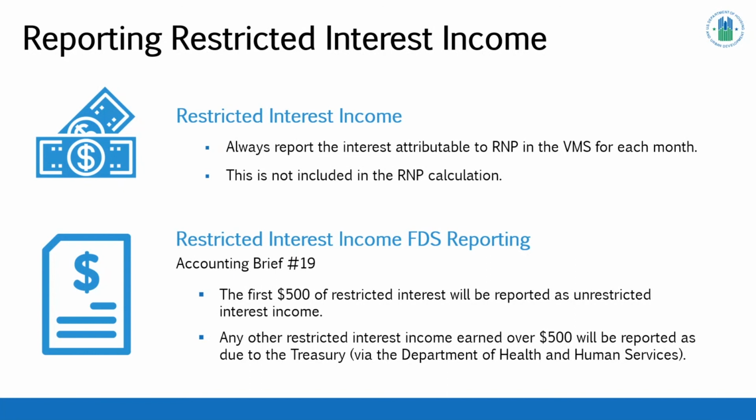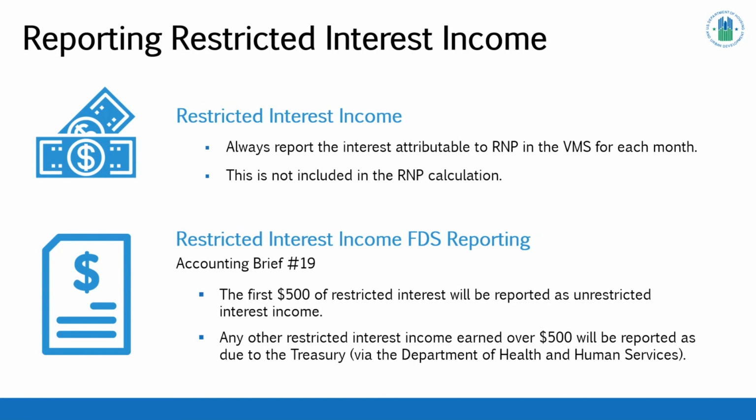Reporting restricted interest income gets a little tricky. We always report the amount of restricted interest income attributable to HAP in the VMS for each month, but this is not included as part of the RMP calculation. For FDS purposes, restricted interest income reporting, the first $500 of restricted interest income will be reported as unrestricted interest income. Any other restricted interest income earned over $500 will be reported as amount due to the Treasury through the Department of Health and Human Services.